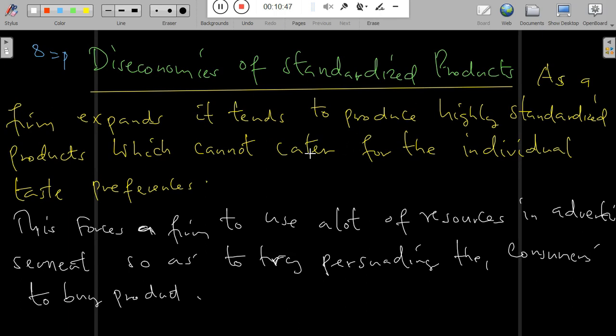But also another diseconomy of scale is diseconomies of standardized products. As a firm expands, it tends to produce highly standardized products which cannot cater for individuals' tastes and preferences. So now this forces a firm to use a lot of resources in advertisement so as to try to persuade the consumers to buy the product.